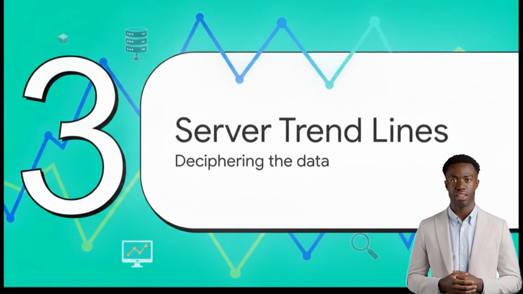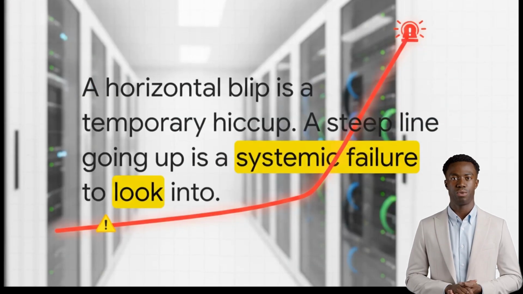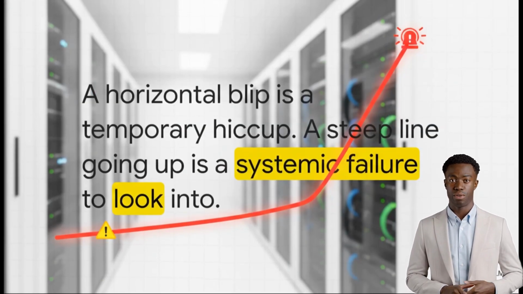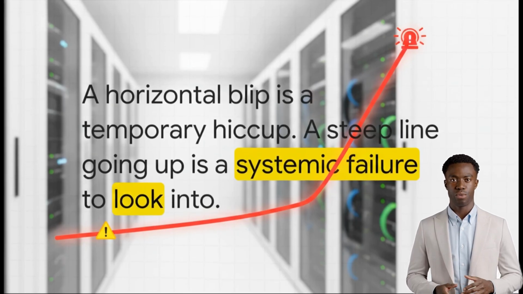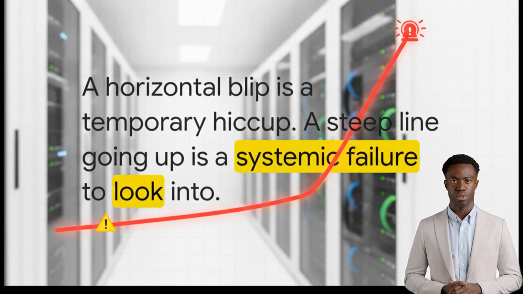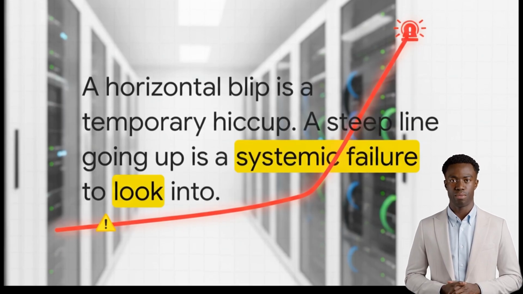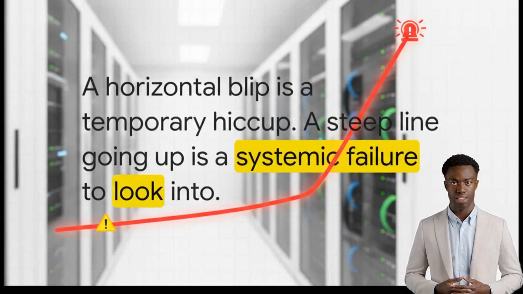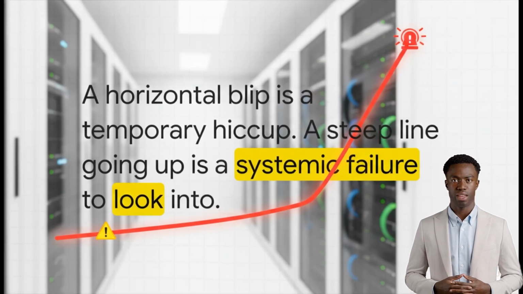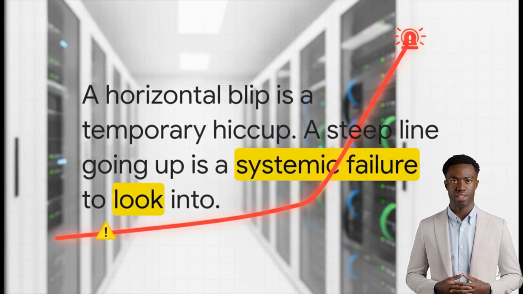All right. Section 3, server trend lines. Deciphering the data. When you're looking at the trend lines in your report, you're really looking for the story of your server stability. Look, computers don't always work perfectly. A tiny horizontal blip might just mean a brief server hiccup, a DNS lookup failure, or maybe just regular maintenance. The internet is literally built to retry. But a steep continuous upward line? Yeah, that indicates a systemic failure that is absolutely not fixing itself.